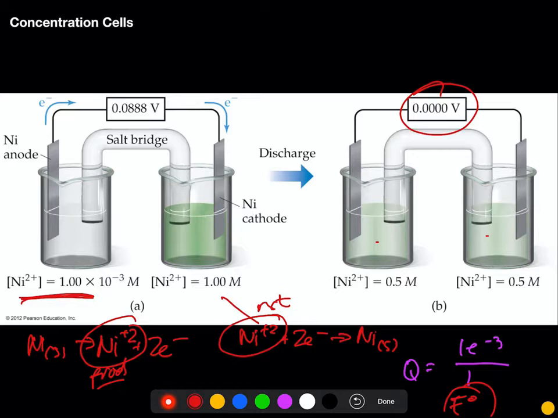And we'll see here that the colors of my two solutions are the same, which also indicates that obviously we've reached equilibrium. Does that make sense? So the Nernst equation is how a concentration cell is built. Make sense?